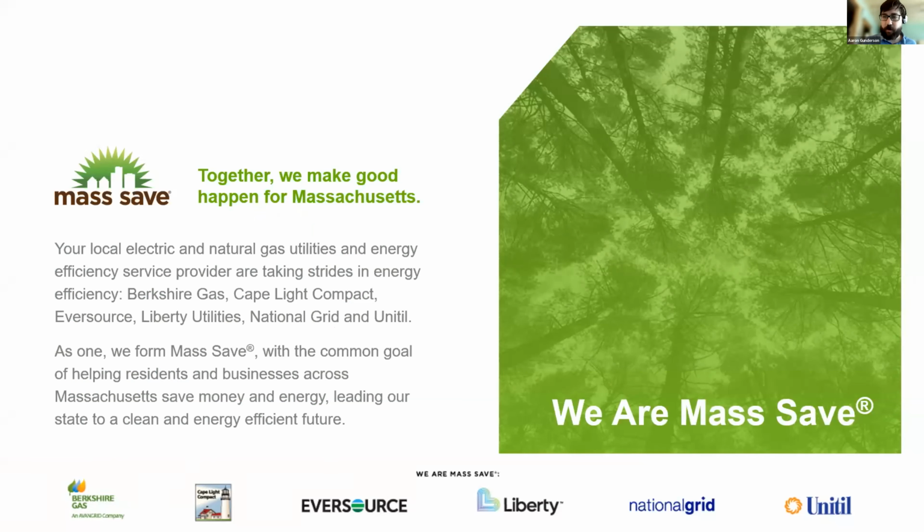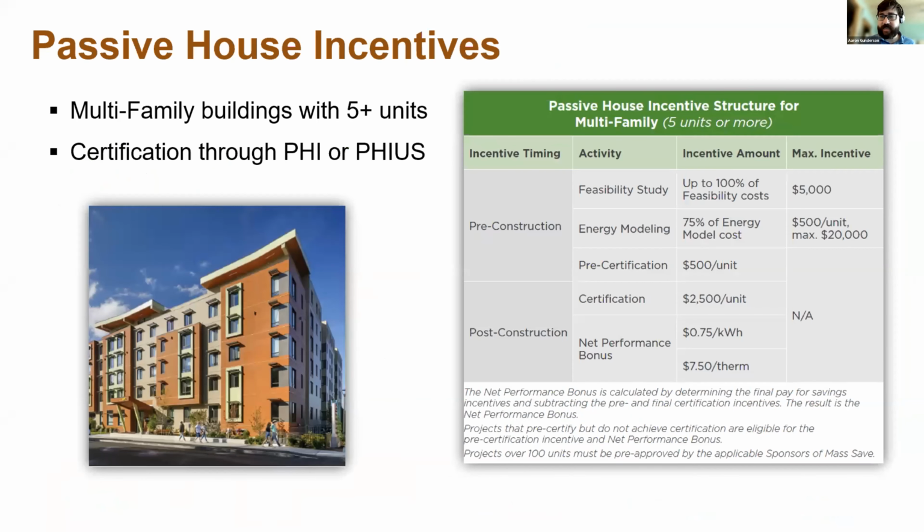I'm going to go on one more slide here. You can see these incentives have been out for now about 3 years, and they incentivize any multifamily project of 5 units or more to go passive house. As you can see, it's about $3,000 a unit. So fantastic incentive. In addition to that, they cover feasibility study costs and energy modeling costs, which go a long way to helping to offset some of those additional costs for teams.